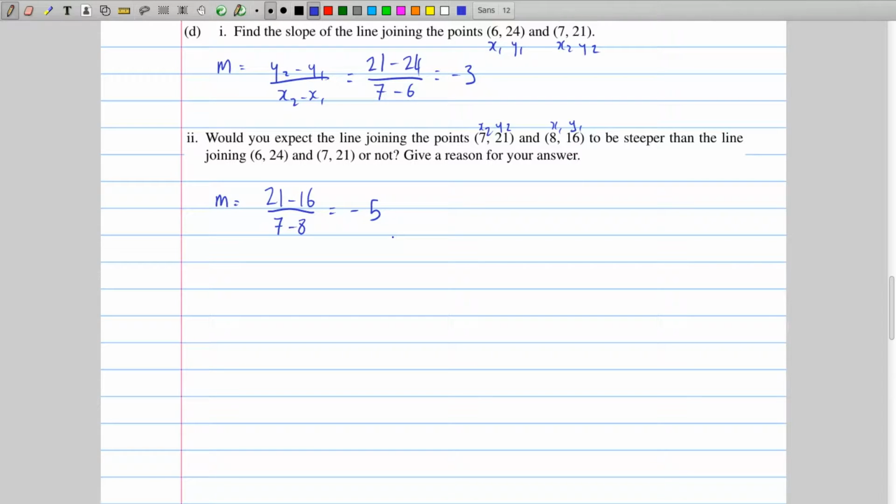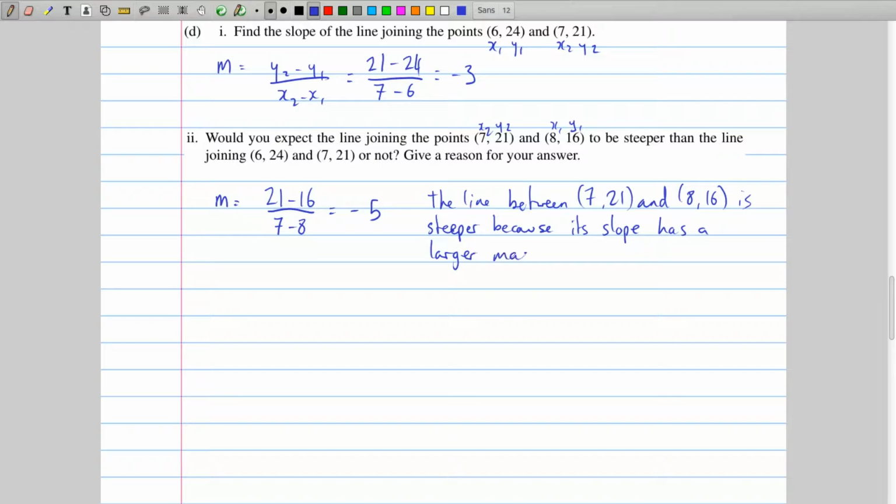And even though, like on a number line, minus 5 is technically less than minus 3, it's really the absolute value, the magnitude of this number, how big the number part of it is, that determines how steep it is. So we would say that the line between 721 and 816 is steeper, because its slope has a larger magnitude.